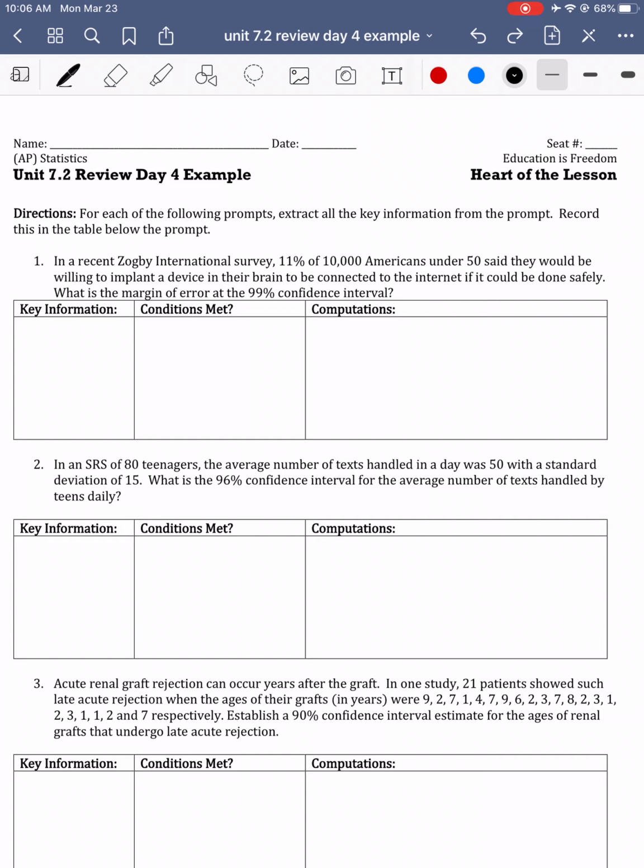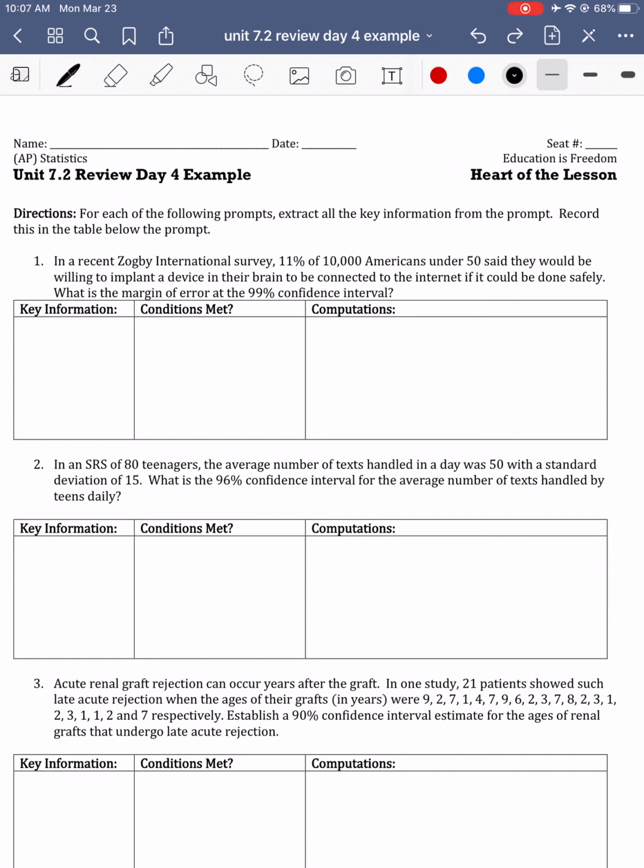So in a recent Zogby International Survey, 11% of 10,000 Americans under 50 said that they would be willing to implant a device in their brain to be connected to the internet if it could be done safely. What is the margin of error at the 99% confidence interval?